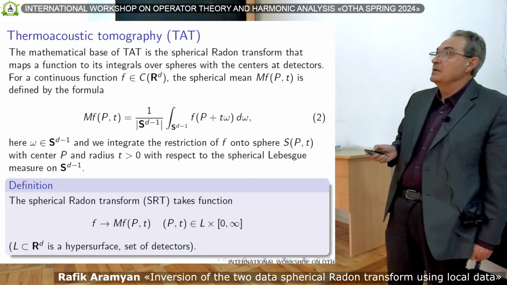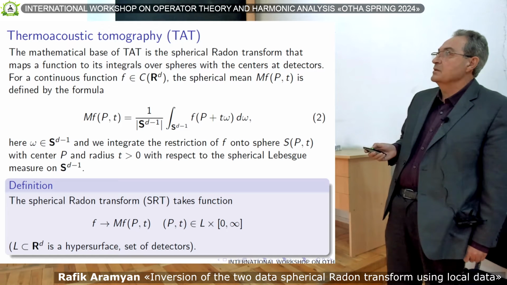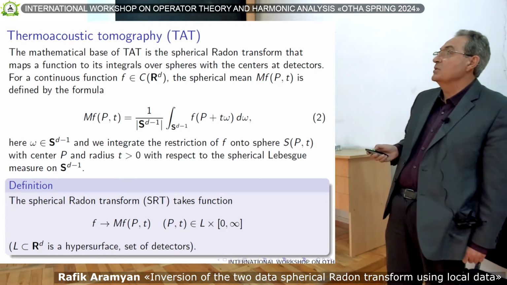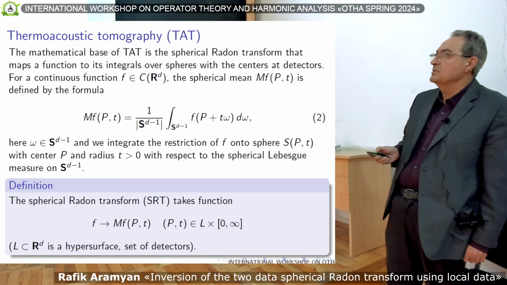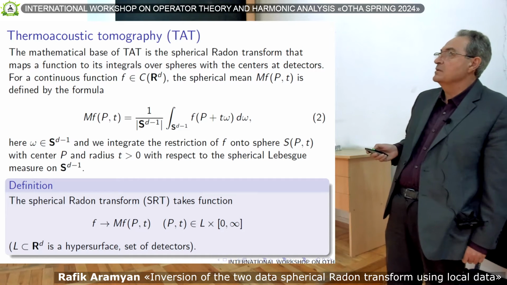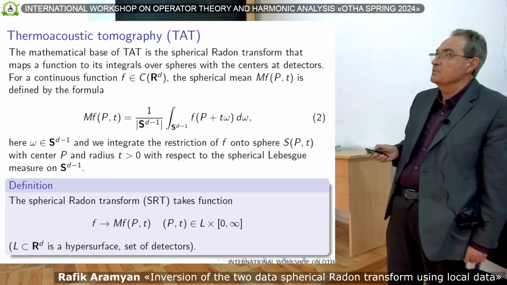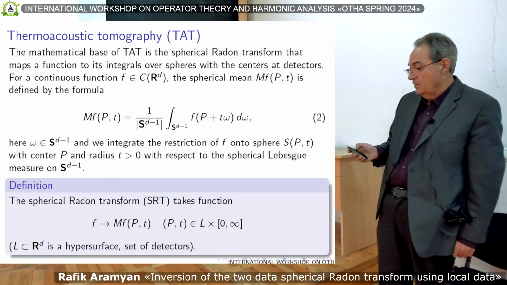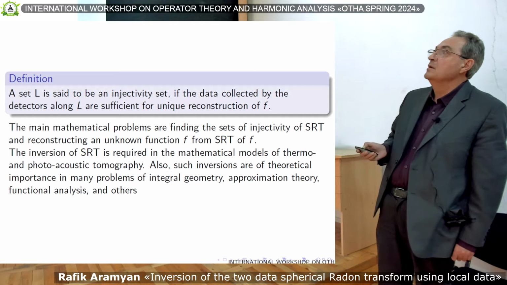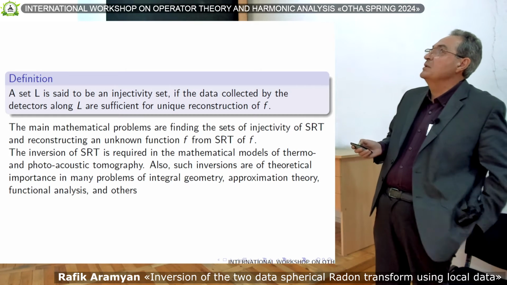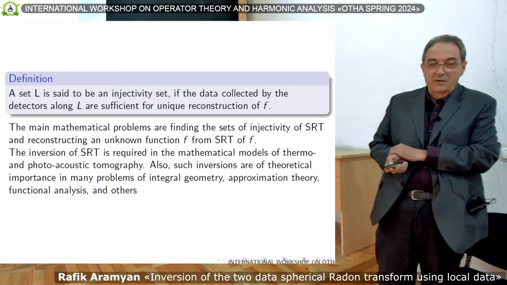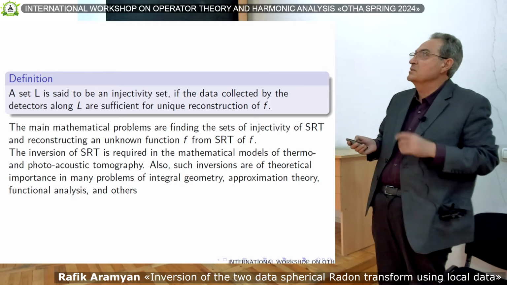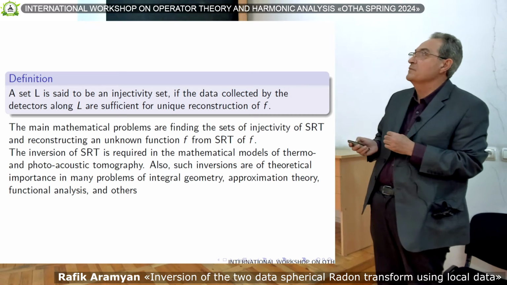By definition, the spherical radon transform, SRT, takes a function f to its spherical means, where the centers belong to some subset, which is a hypersurface, and T changes from 0 to infinity. So this is the spherical radon transform. Definition: a set L is said to be an injectivity set if the data collected by the detectors along L are sufficient for unique reconstruction of f.